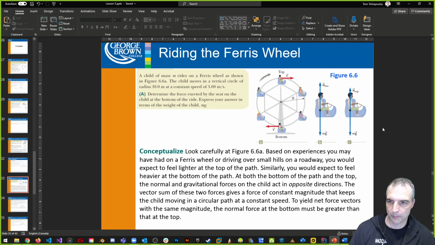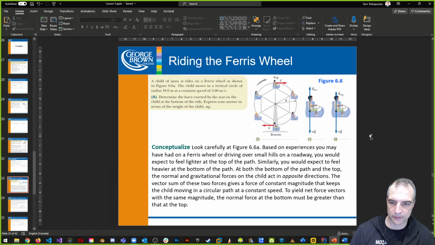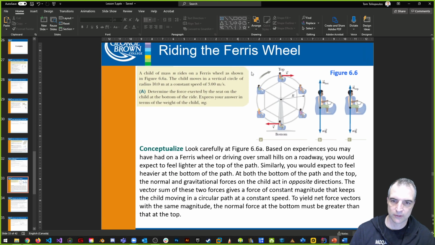All right. The Ferris wheel problem, you may see something that looks like this. A child of mass m rides on the Ferris wheel as shown, right? The child moves in a vertical circle, radius 10 meters, at a constant speed of 3 meters per second. Okay. We're just given that this is a constant speed. Why? It's mechanical vertical motion. Okay? It's uniform vertical motion, right?